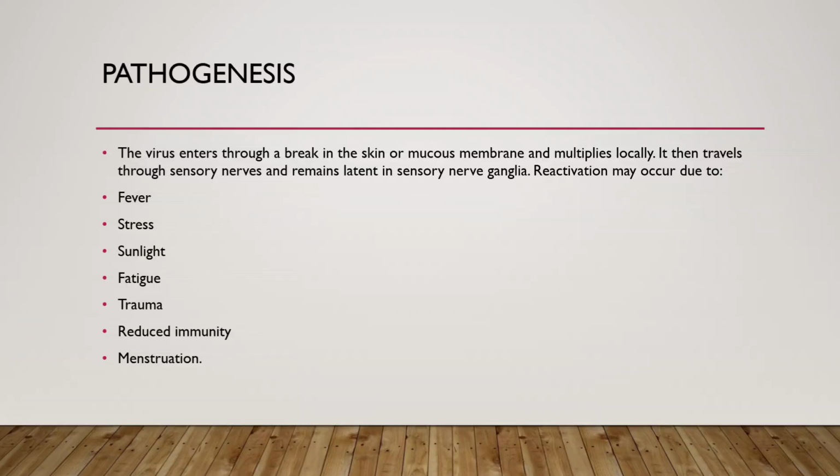Next, we are going to discuss the pathogenesis. The virus enters through a break in the skin or mucous membrane and multiplies locally. It then travels through sensory nerves and remains latent in sensory nerve ganglia. Reactivation may occur due to fever, stress, sunlight, fatigue, trauma, reduced immunity, and menstruation.